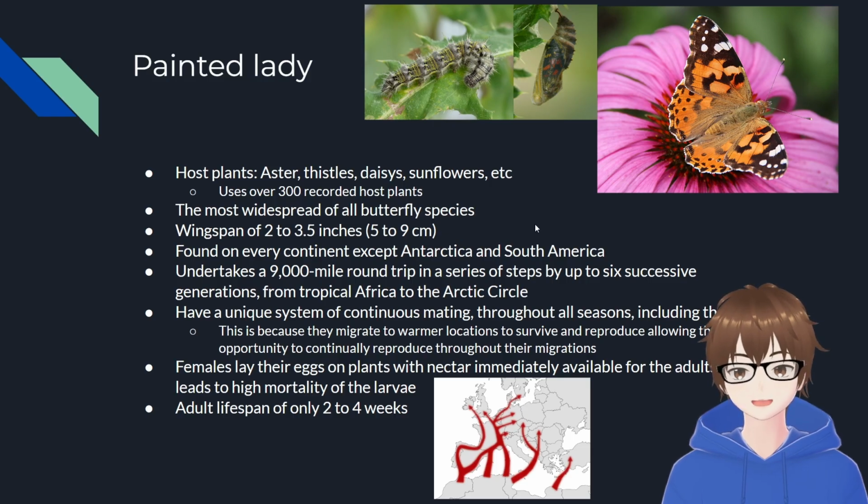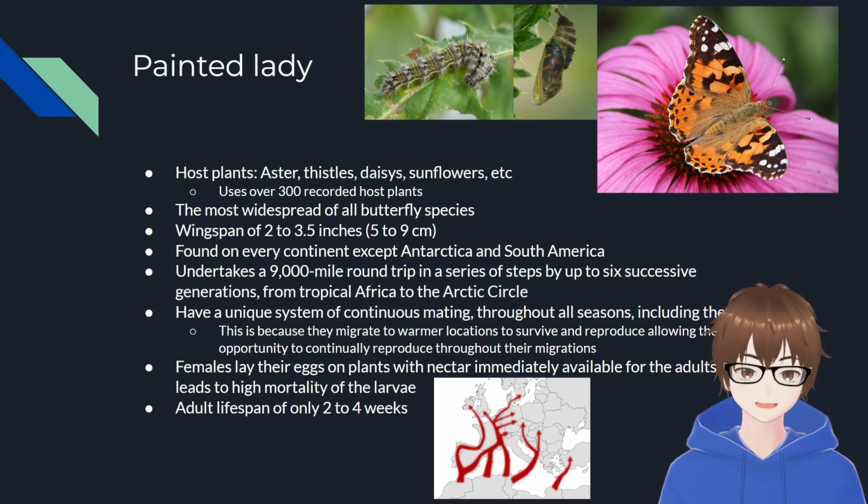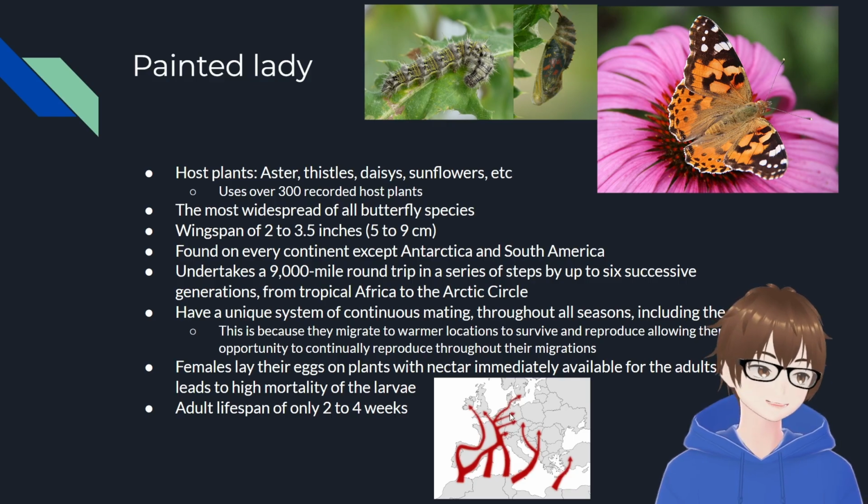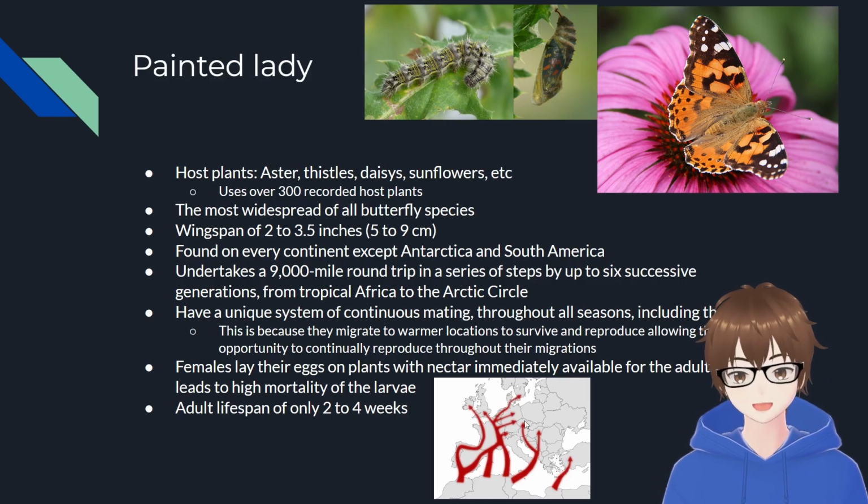It's the most widespread of all butterfly species, and the wingspan is around 2 to 3.5 inches or 5 to 9 centimeters. It's found on every continent except Antarctica and South America. It undertakes the 9,000-mile round trip that I talked about, and as you can see in the picture down here below, it goes from tropical Africa up into Europe to the Arctic Circle.